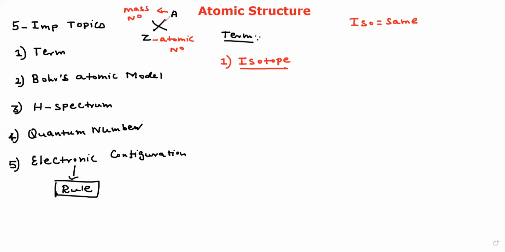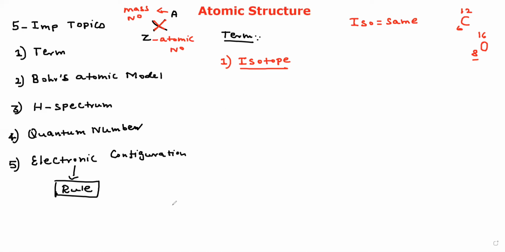X is the element. For example, I take the carbon atom: carbon is 6 and 12, the atomic number is 6 and the mass number is 12. I take oxygen, 8 and 16: the atomic number Z is 8 and the mass number is 16. Now, what is isotope?